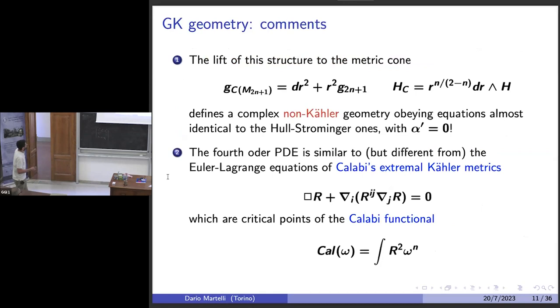Here is another correct. Okay, two comments. The first is a characterization which was meant to make a contact with the talk of Anna Fino yesterday. She's not here today, but I can talk to her when I go back to Torino. So if you lift this structure to the metric cone, the one that I explained in the previous slide, you have to lift the metric as for the Sasakian case that became Kähler, and then you also have to lift the two form to a three form in this particular way, and this now defines a complex but non-Kähler geometry, which obey equations almost identical to Chris's equations.